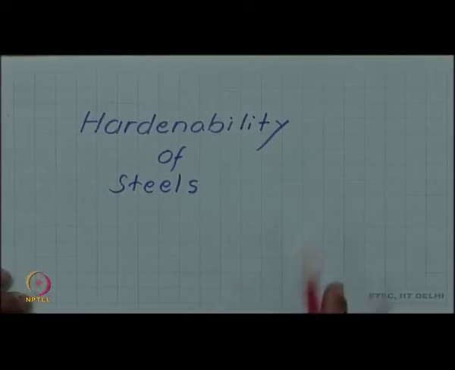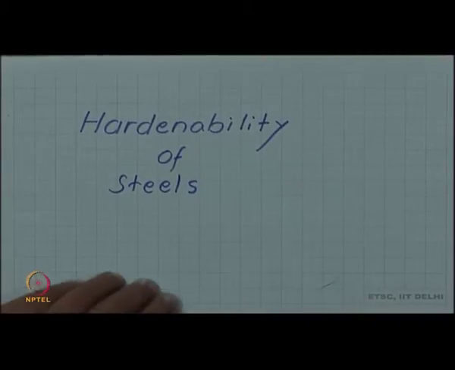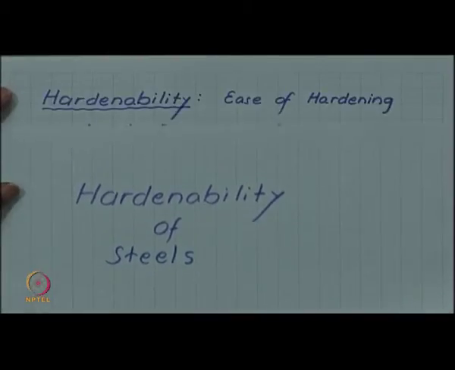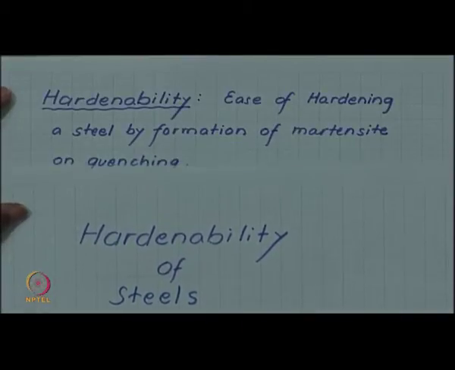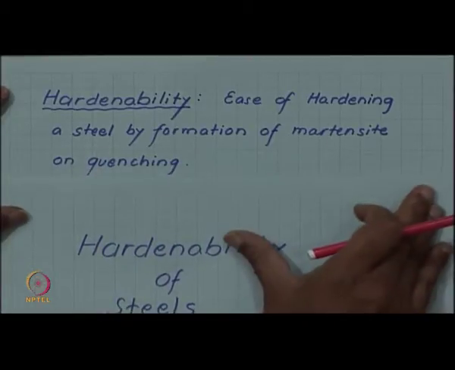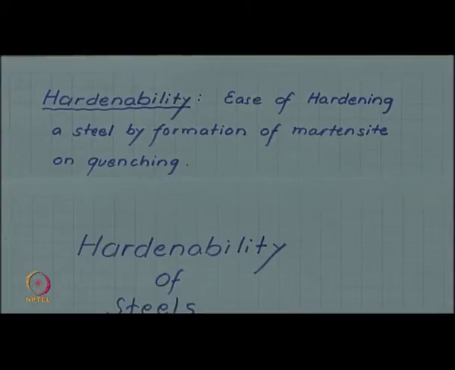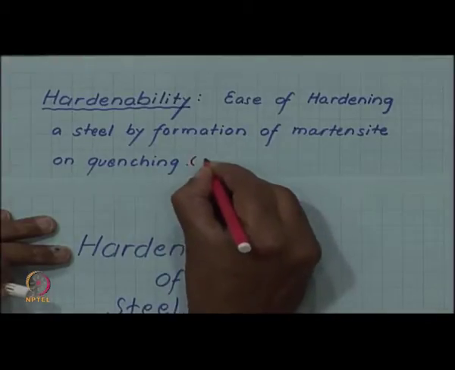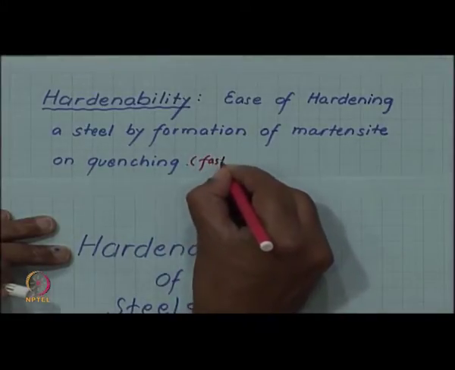Let us discuss hardenability of steel. It is an important property of steels, and let us look at that. We define hardenability as ease of hardening a steel by formation of martensite on quenching. We have seen that quenching is by sufficiently fast cooling rate. So, quenching is fast cooling.